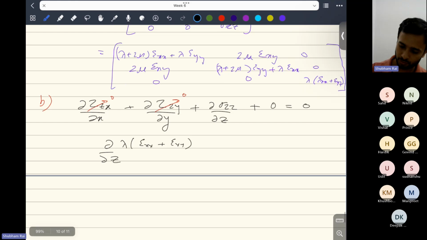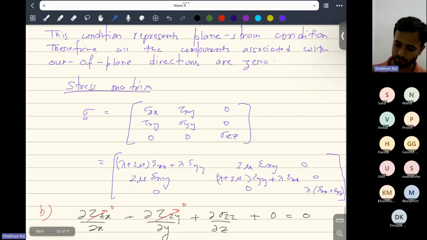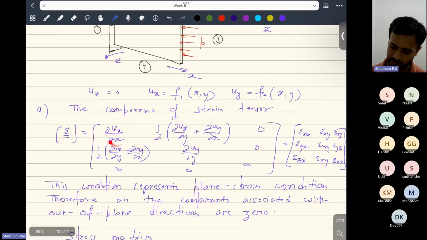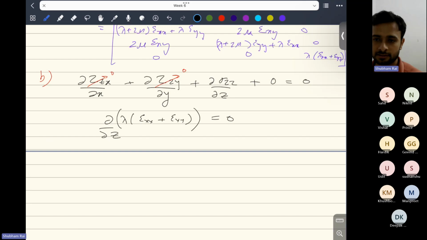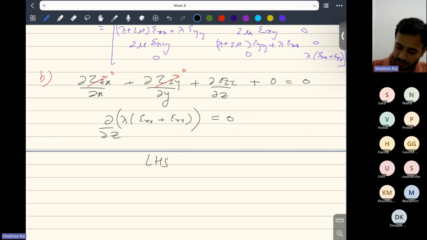And indeed, this is 0 because epsilon xx and epsilon yy are functions of x and y only. Epsilon xx is del ux by del x, and epsilon yy is del uy by del y. So ux and uy are functions of x and y only. They are not functions of z. So that's why epsilon xx and epsilon yy will also be functions of x and y only. So this derivative will also vanish because this is not a function of z. So you see that the z component of the stress equilibrium equation is automatically satisfied in plane strain conditions. So LHS is equal to RHS.